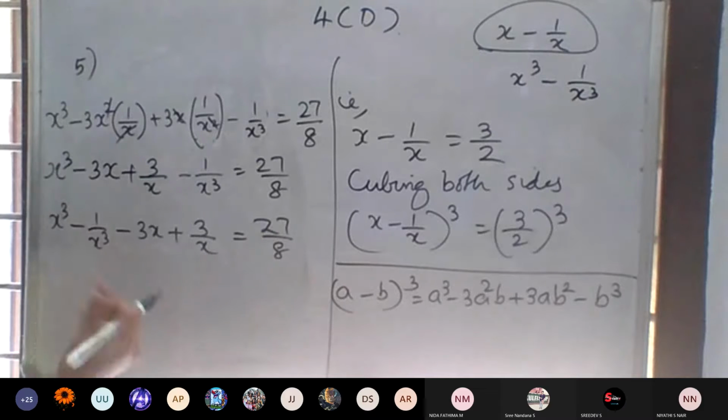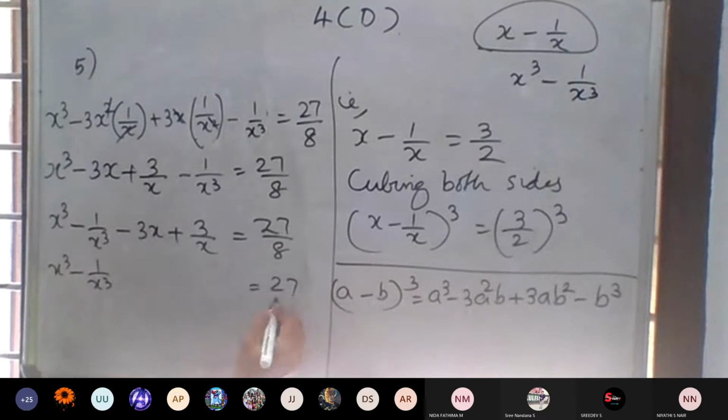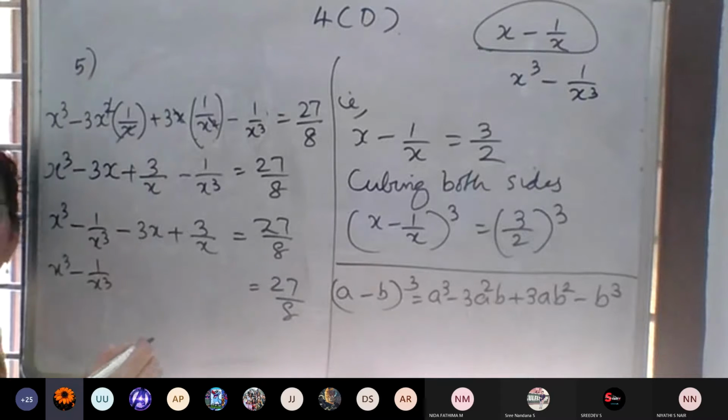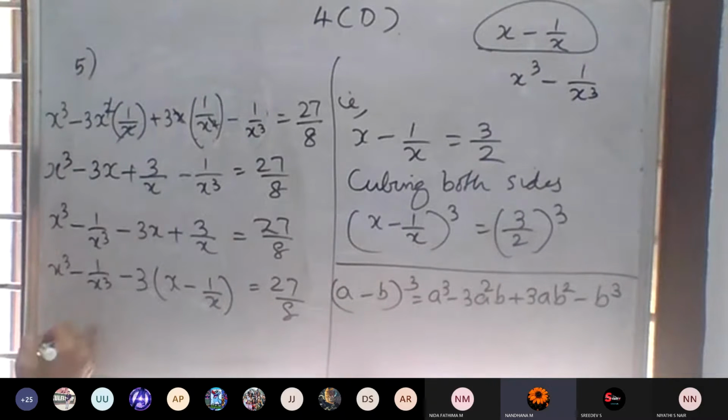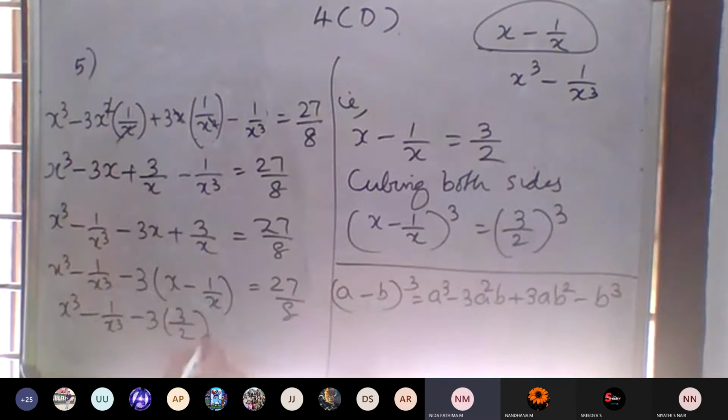Okay. Then next what we have to do? x cube minus 1 by x cube we have to find out. 27 by 8, bracket minus 1 by x, minus x minus 1 by x we have. So 3, that value we have to substitute, isn't it? Yes, ma'am. So x cube minus 1 by x cube minus 3, x minus 1 by x value is what? 3 by 2, equal to 27 by 8.